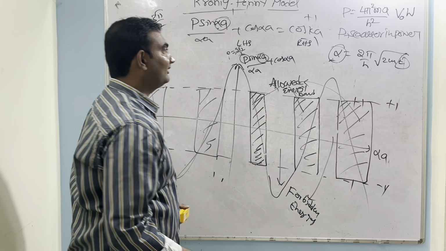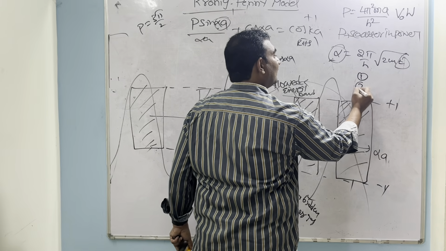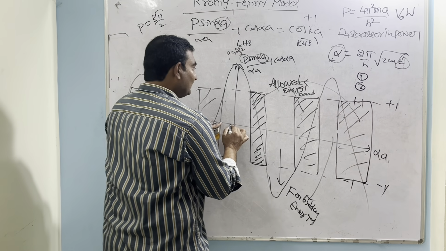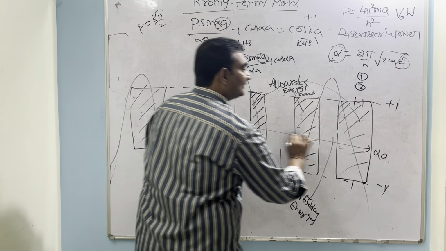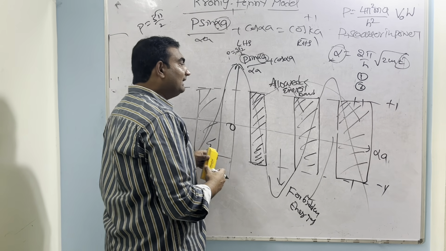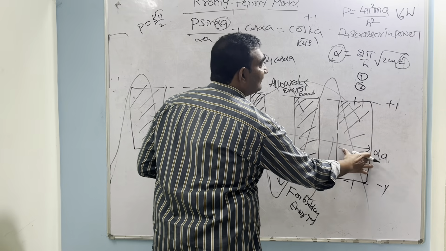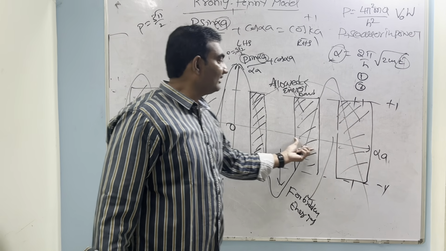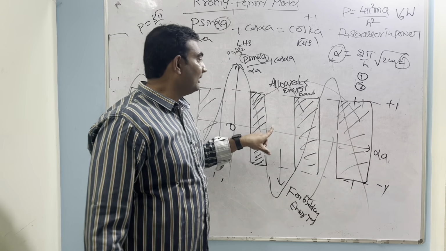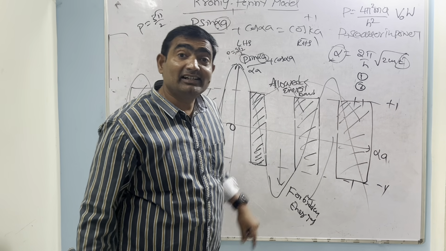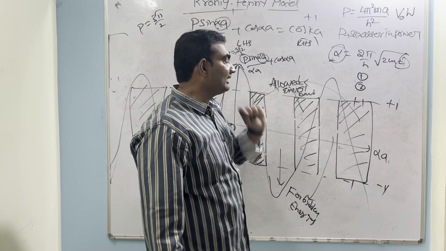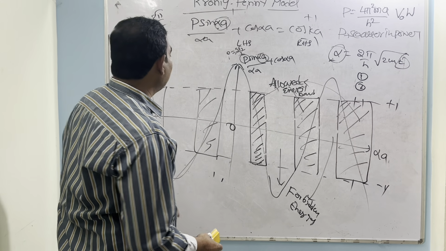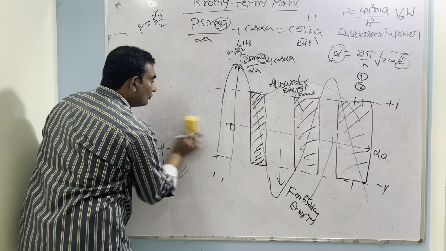Conclusion number 2 is, as alpha A value increases, as the energy value of the electron increases, the allowed energy bandwidth increases. At the same time, the forbidden energy bandwidth decreases. This is the second conclusion. The third conclusion is, we will look at the P value. So what happens to the P value?